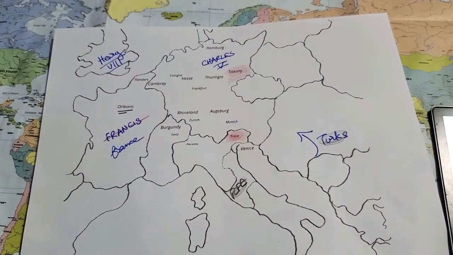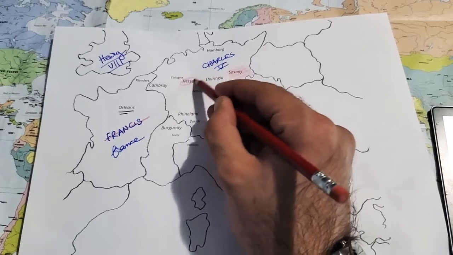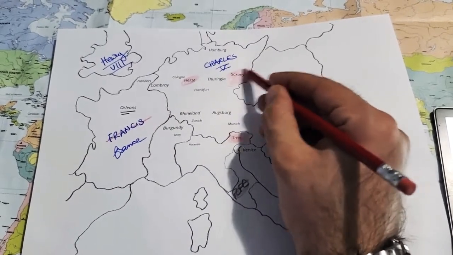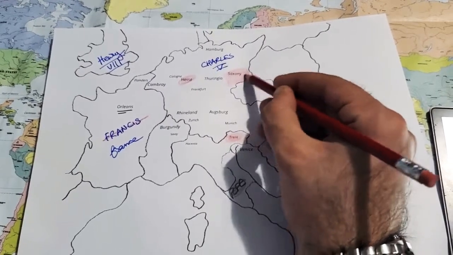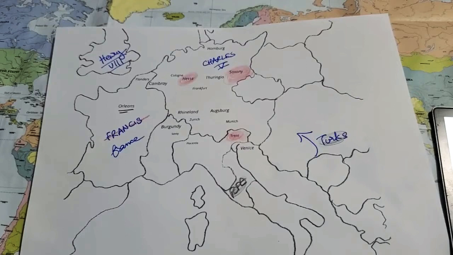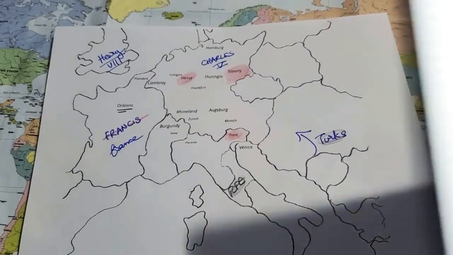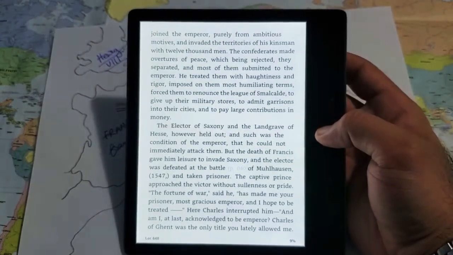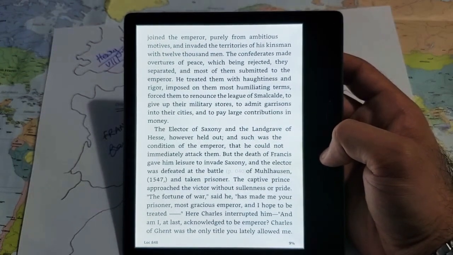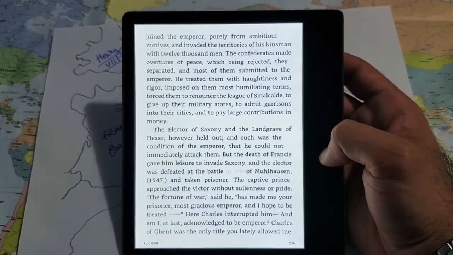These guys were pretty important to Maurice. This is the Landgrave of Hesse, important cultural city, and this is Saxony, also a very important cultural city. Like I said, he sponsored Luther, and these guys were holding out against the Holy Roman Emperor, trying to make his country Catholic again. And such was the condition of the emperor that he could not immediately attack them. They were powerful princes in their own right.